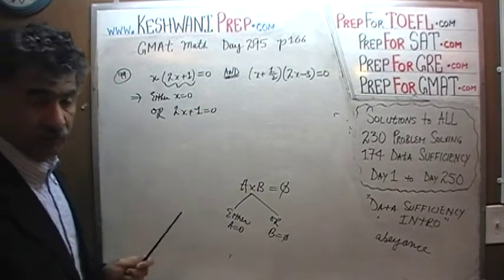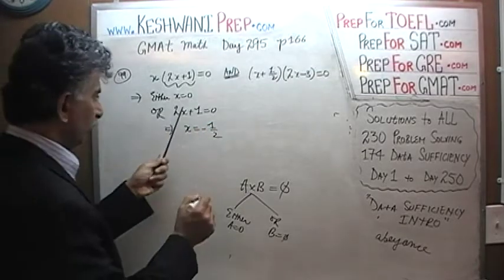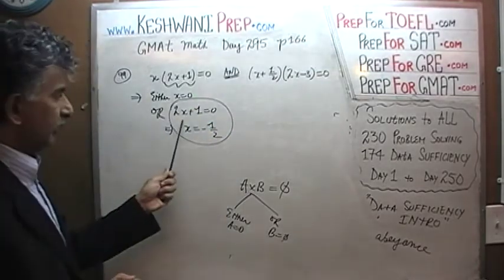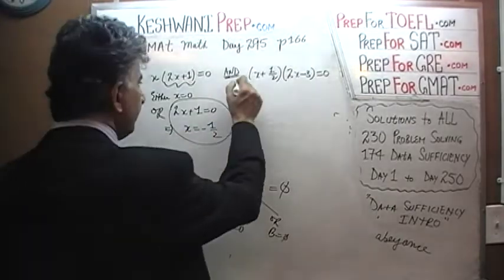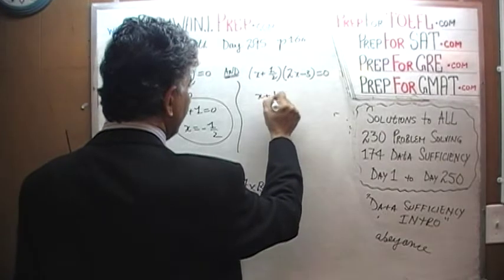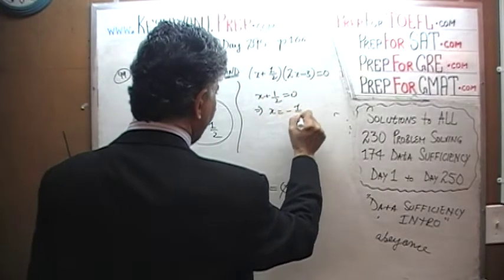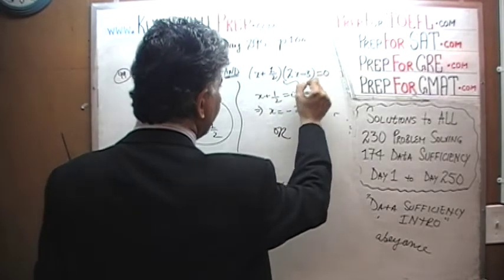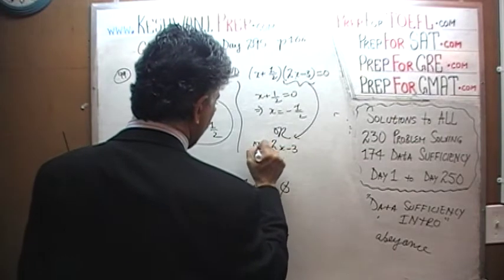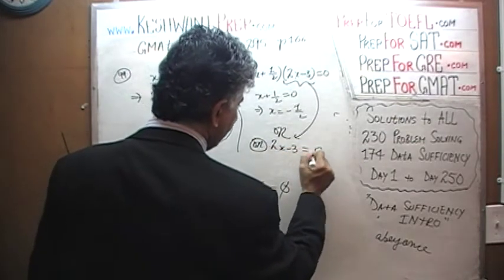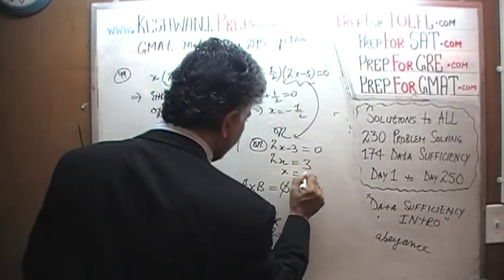If 2x plus 1 were 0, then that would in turn imply that x would have to be negative half. We solve this equation for x, and we find out that 2x equals negative 1, and we divide by 2, we get x equal to negative half. Similarly here, either x plus half is equal to 0, in which case it will imply that x is equal to minus half, or this is the or part, 2x minus 3 is equal to 0, in which case 2x would have to equal 3, and x would have to equal 3 halves.